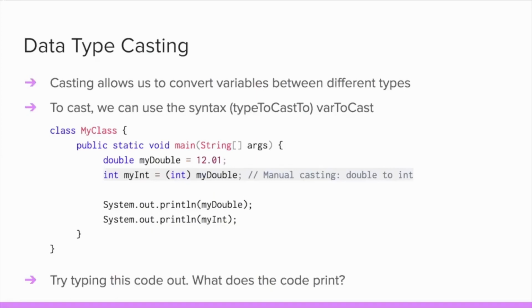Before we move on, take a look at the code below and see what you can puzzle out. Notice the usage of the syntax in the casting of a double named myDouble to an int named myInt. Also, try typing the code out in Replit. What does the code print? Pause the video here, and when you're ready to move on, resume the video for an explanation of what happened.